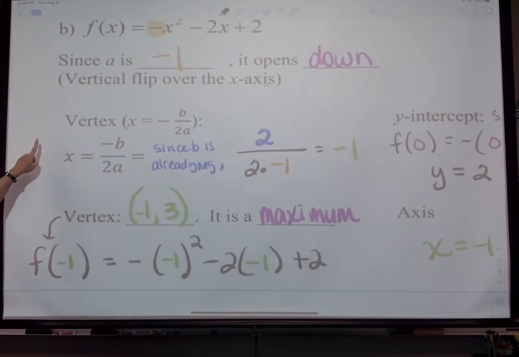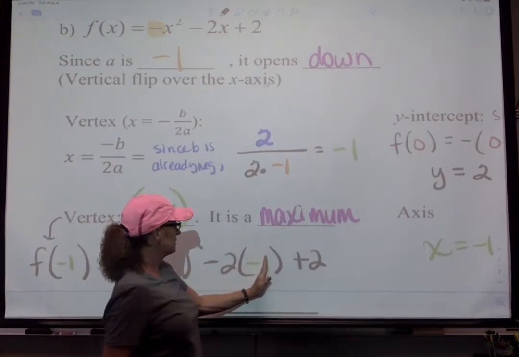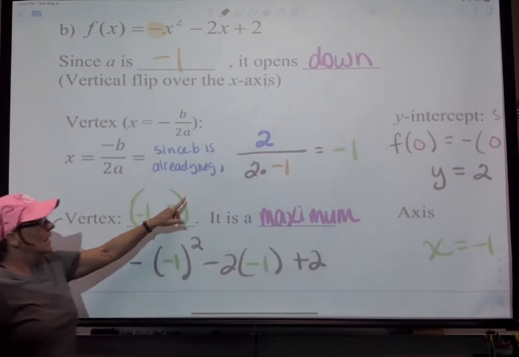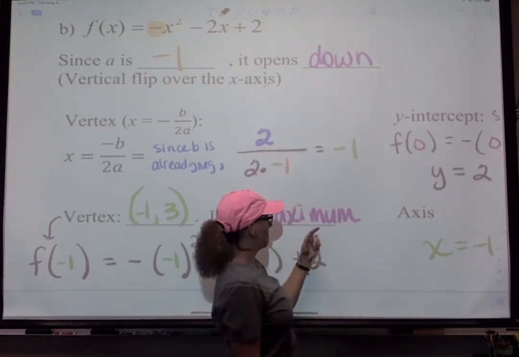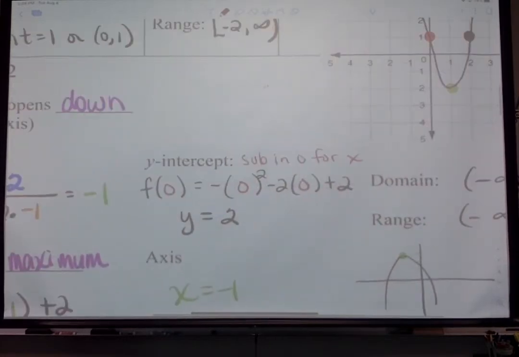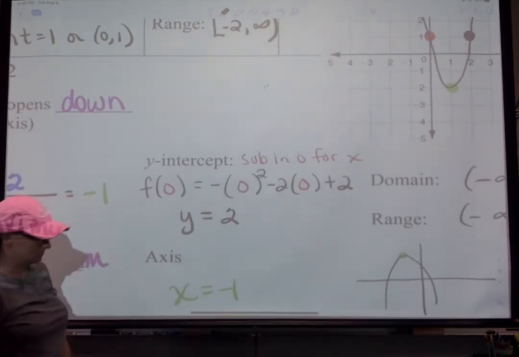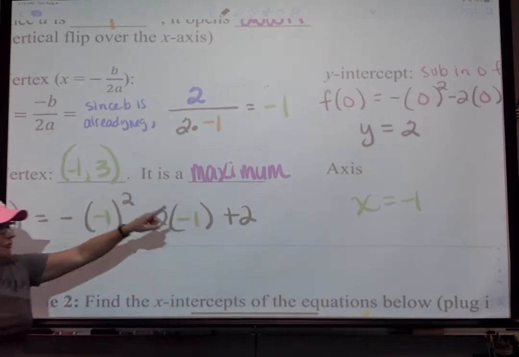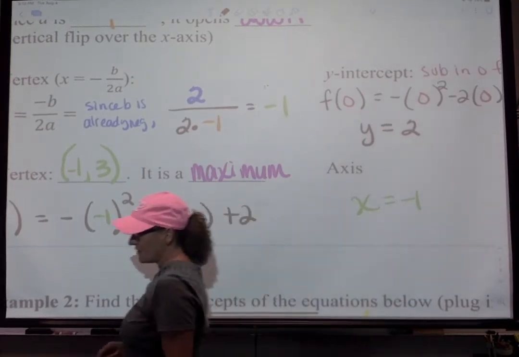So I took my function, where is it? Oh, it's up there at the top. Took my function, sub in -1, sub in -1, sub in -1, do the math. I got +3. And since the parabola opens down, the vertex is going to be a maximum. Y-intercept. Subbed in 0 for x. Got it? Boy, these questions are just all over the place. Axis of symmetry, it's going to be a vertical line right here. Vertical line right there. Axis of symmetry.